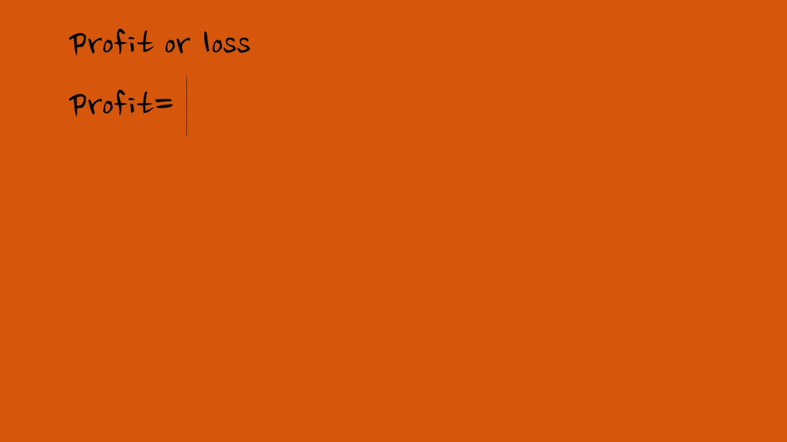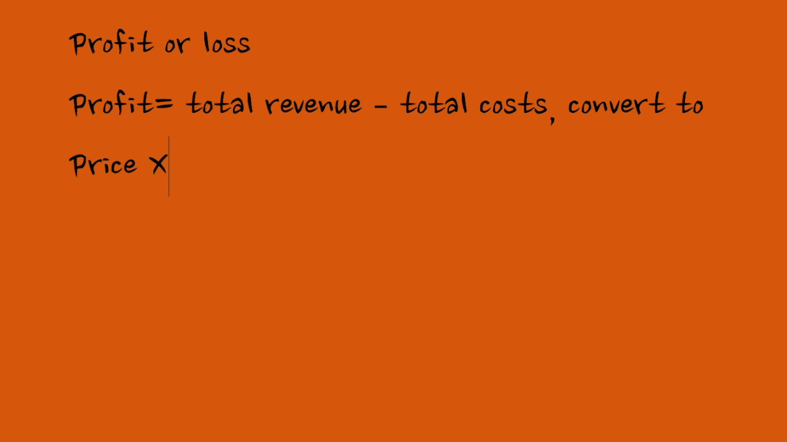To determine a profit or loss, we use the formula profit equals total revenue minus total costs, and we then convert it to price times quantity minus total fixed costs plus total variable costs.